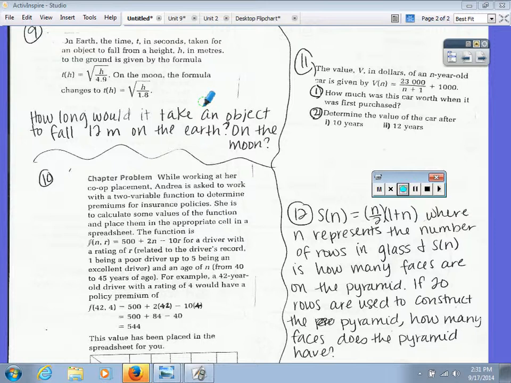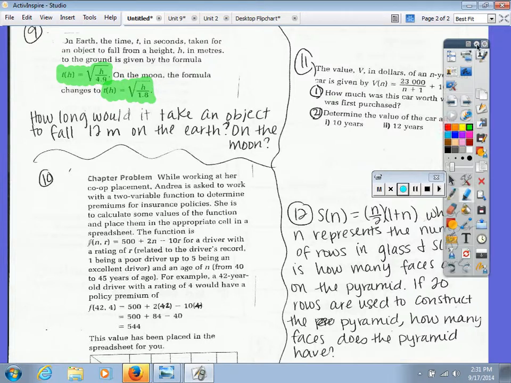Why is this problem different than what we've done before? Yeah, and it has 2 formulas. So let's go and highlight both formulas. The first formula is for what, y'all? The Earth. What's the second formula for? The moon. Very good. So we have 2 problems we have to figure out then. So it says, how long would it take an object to fall 12 meters on the Earth? And then on the moon.